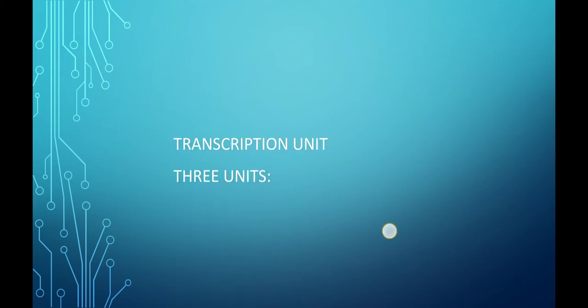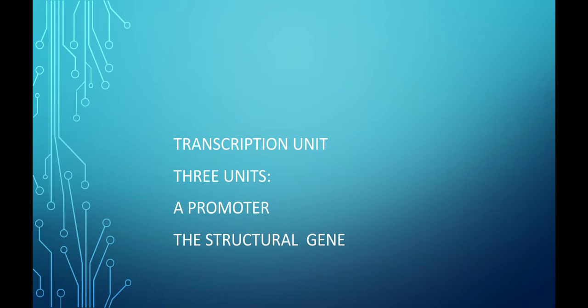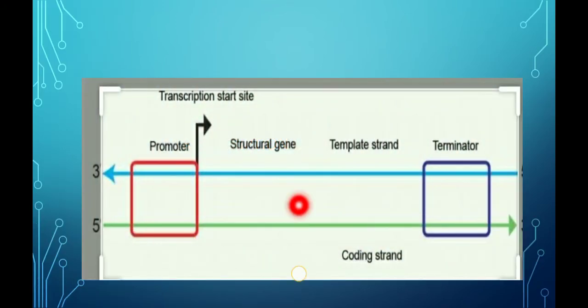the transcription unit consists of three units: a promoter, the structural genes, and a terminator region. This is the transcription unit. The segment of DNA which undergoes transcription is called a transcription unit. It shows the promoter region, the terminator region, and in between them the structural genes. In this double-stranded DNA, one strand acts as the template strand, and the other strand is called the coding strand.